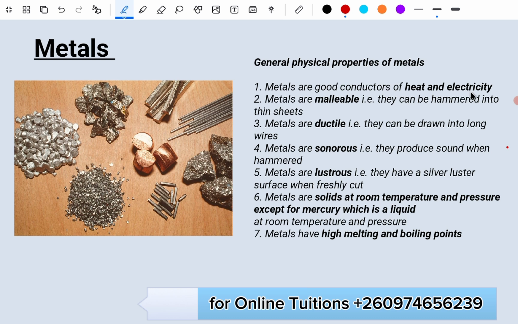Then electricity, with metals like copper that are used for electricity. Okay, so you can see the metal here, copper. It can be drawn into wires. Okay, we'll look at that.